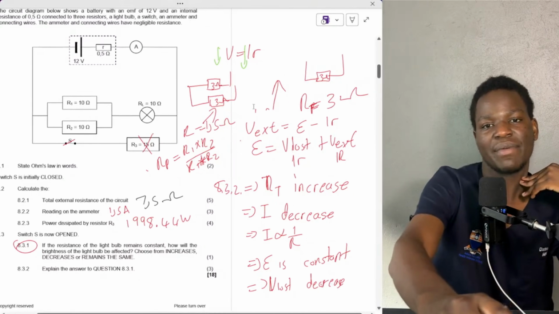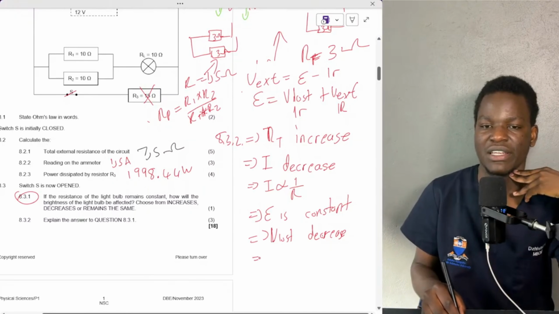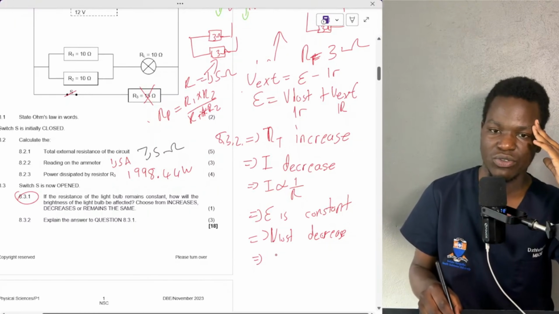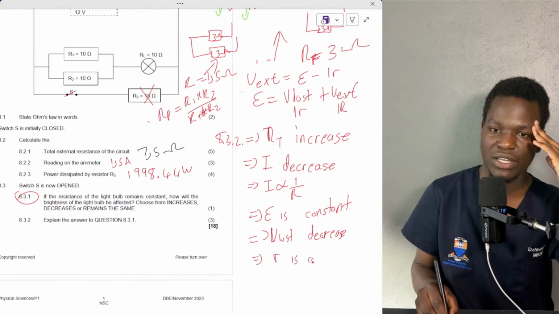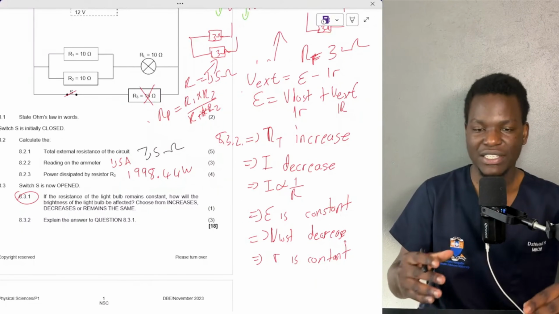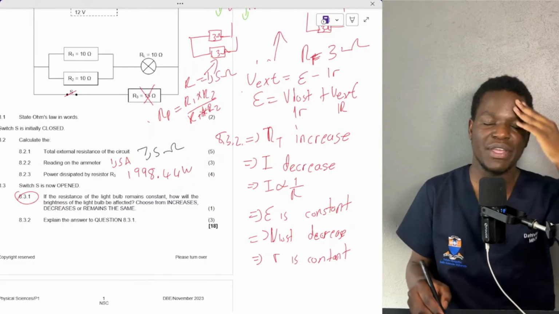They will just come and choose what they want to mark here, because you might find that in the memo there are marks for different things. So then you say R is constant. I'll show you the most important points, but now you are building here. We are getting to the brightness of the bulb.